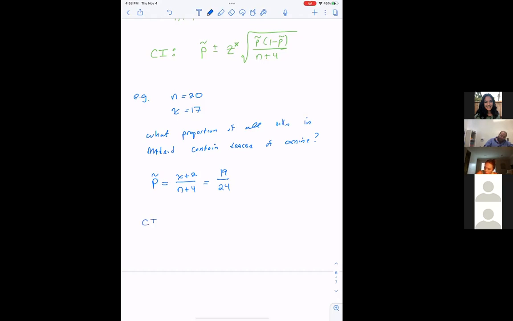So let's form our confidence interval. We get 19 over 24 plus or minus. The problem says use 95%. So what's my Z star going to be? 1.96. 1.96 times the square root of P twiddle, which is 19 over 24, times 1 minus P twiddle, which is 5 over 24, over N plus 4, which is itself 24. So let's see what we get here.